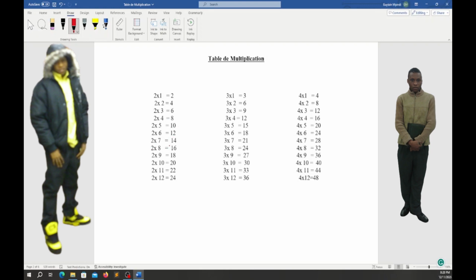2 multiplié par 7 égale 14. 2 multiplié par 8 égale 16. 2 multiplié par 9 égale 18. 2 multiplié par 10 égale 20. 2 multiplié par 11 égale 22. 2 multiplié par 12 égale 24. Okay? So it's simple math.